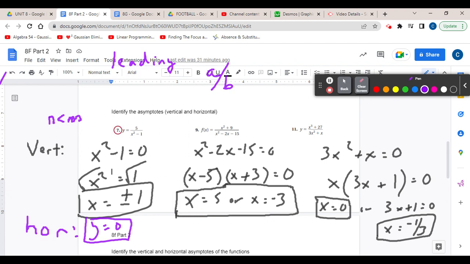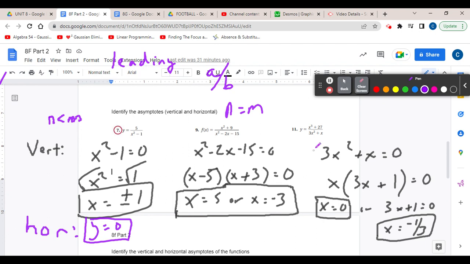Okay, for the second one, the horizontal asymptote. Here, the degree of the numerator is 2 because we have x squared, and the degree of the denominator is 2 because we have x squared there, so n is equal to m. So now we have to divide the leading coefficients.